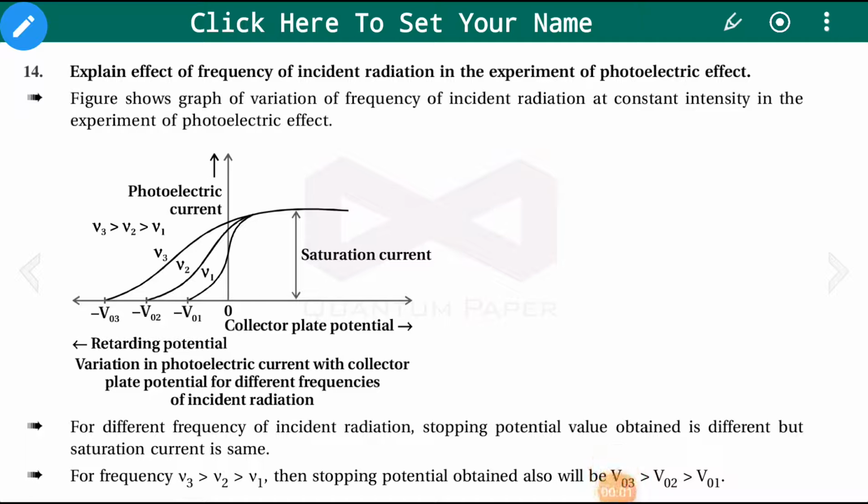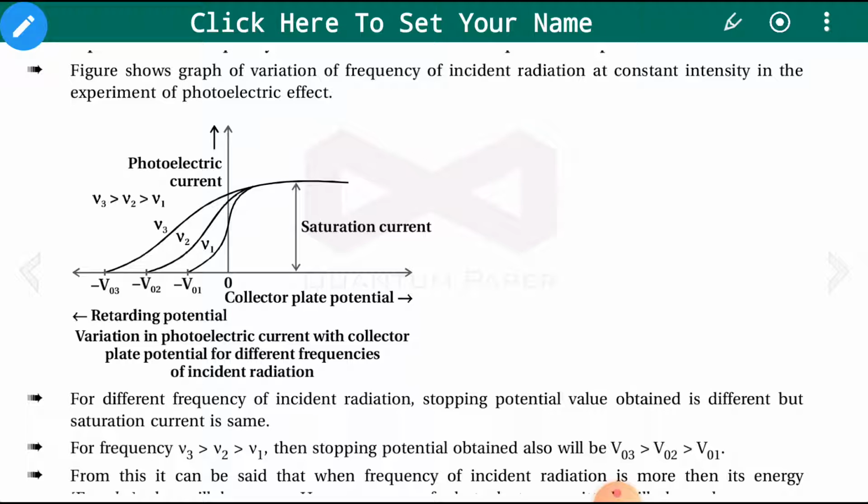We have the explanation of the photoelectric effect. Okay, explain the effect of frequency of incident radiation in the experiment of photoelectric effect. Now see, this figure shows the graph of variation of frequency of incident radiation at constant intensities.